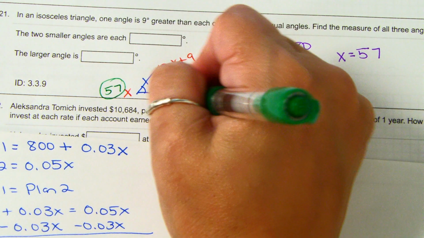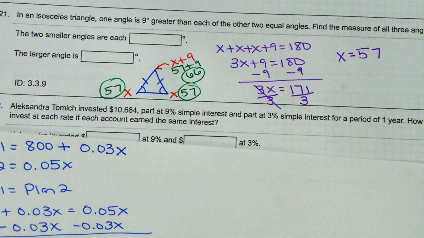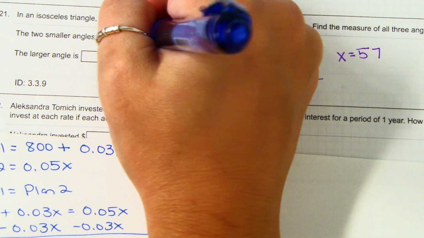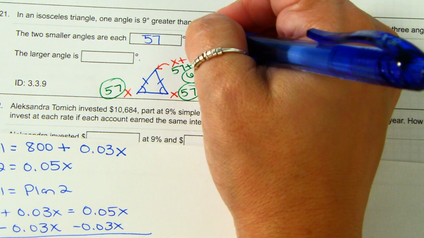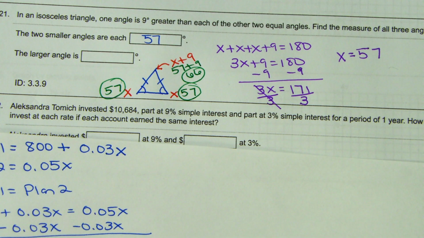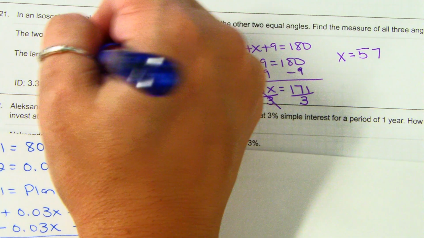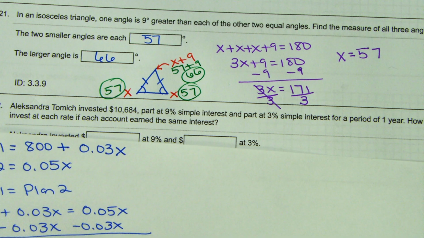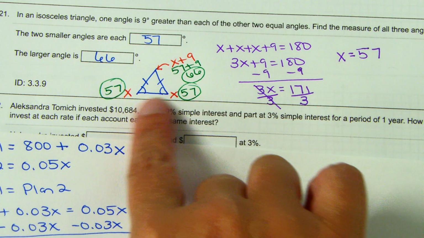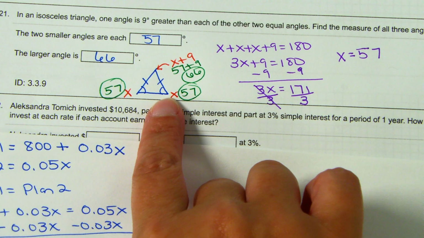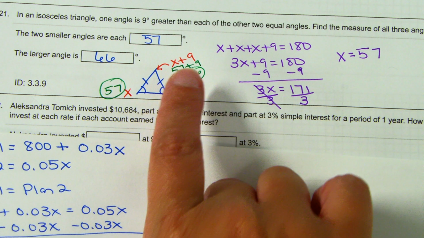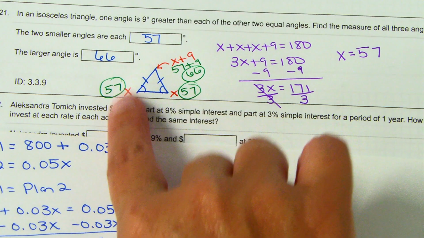Now I've got to get x by itself, so I subtract the 9 from both sides. So I have 3x equals 180 minus 9, which is 171. Divide by 3, divide by 3. The 3's on the left-hand side will cancel. And then I take 171 divided by 3, and that tells me that x equals 57.